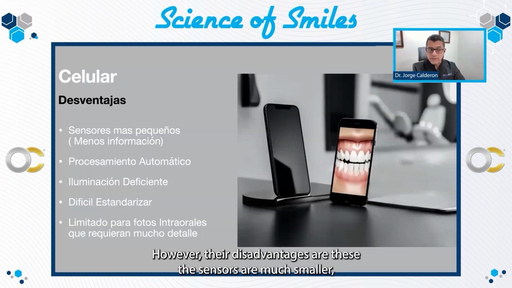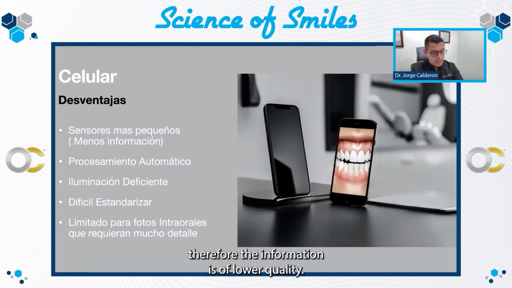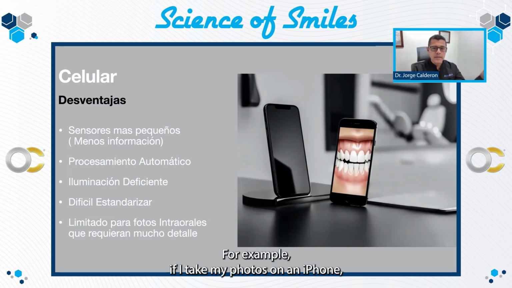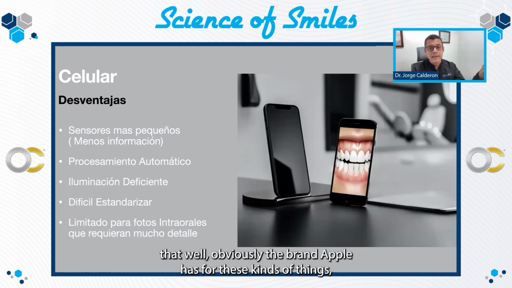However, their disadvantages are these: the sensors are much smaller, therefore the information is of lower quality. They automatically process the photo, so it is difficult, unless you have an editing program. For example, if I take my photos on an iPhone, I will have the possibility to edit them in the photo program that, obviously, the brand Apple has for these kinds of things, but with some difficulties.